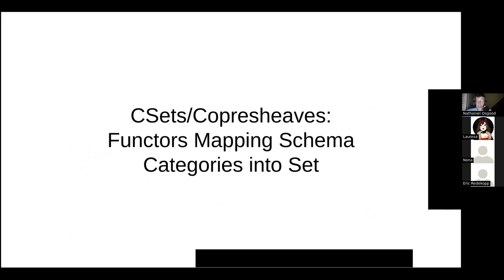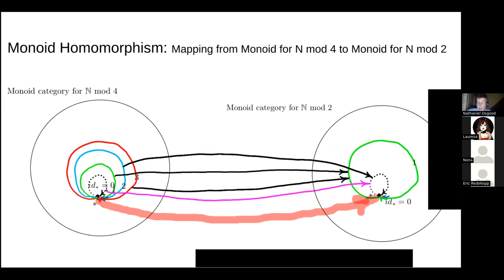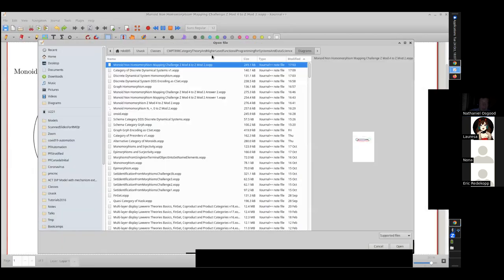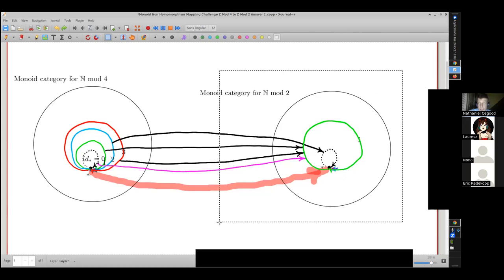Okay, but let's talk about these CSets. Any questions on this before we go on? So I had these non-monoid homomorphisms. Got to correct that by deleting these bad things here, which I'm doing in real time. Are there any questions on what we've just covered for this idea of a monoid homomorphism before we go on? Because it's emblematic of homomorphisms in general, that basic rule for what a functor has to be adhered to is consistent. Okay. So any questions on what we've just covered before I go on to the CSets, these encodings?